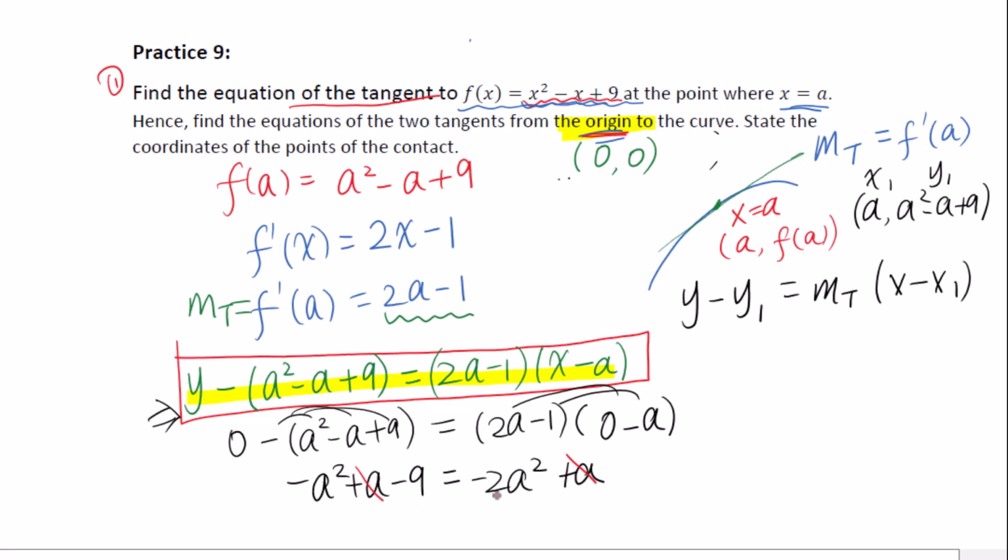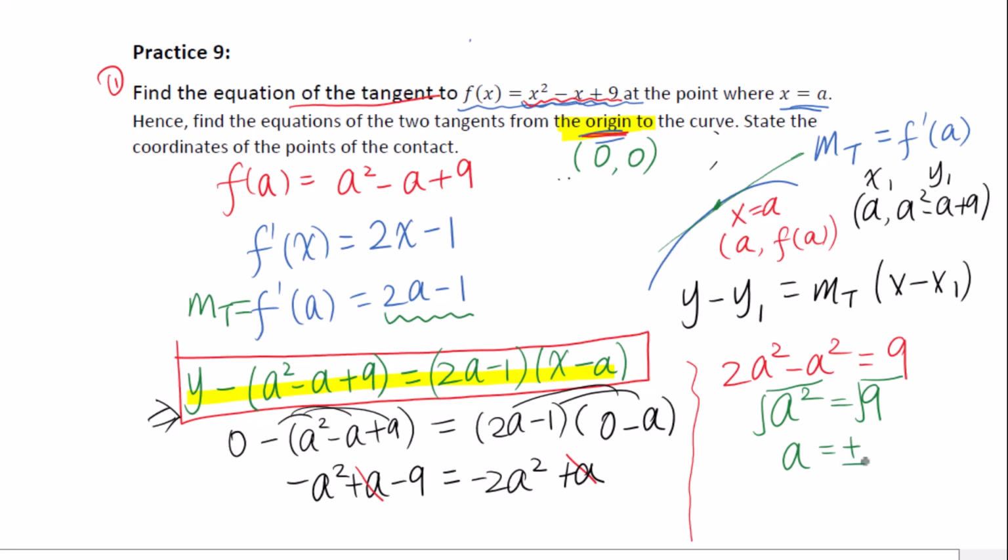Then we know this is a power equation. Isolate the variable. Make all variables go to the left side, because we want the leading coefficient to be positive. Therefore, we will get 2a squared minus a squared equals 9. A squared equals 9. Square root both sides. Then remember we need to do plus or minus. Square root of 9 is 3, which means a1 equals positive 3, a2 equals negative 3.